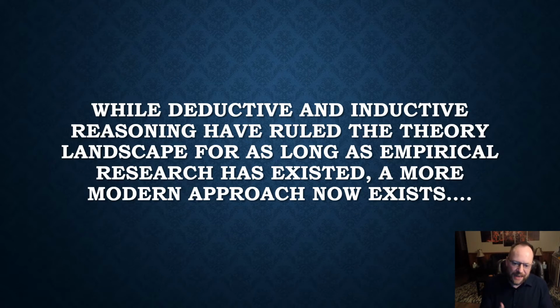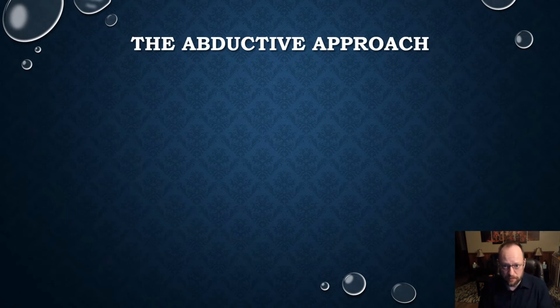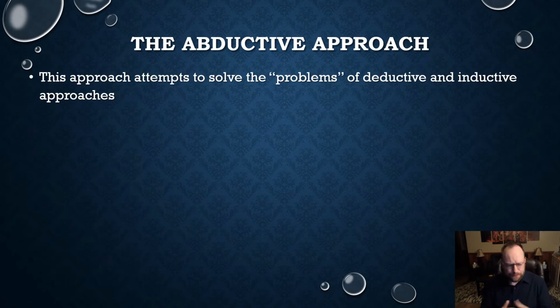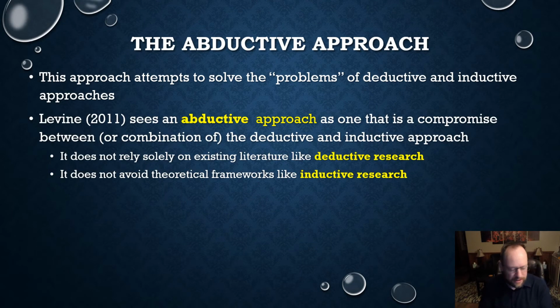Over the past decade, there's been a stronger movement towards a third type of gathering research. We call this the abductive approach. And the idea with this is that it's taking the best of both worlds theoretically. That's what we're trying to do, is take the best of both worlds and eliminate the problems that both have. This was put forth by Levine in 2011, and really the idea is a bit further back than that. We would call it a mixed methods approach before it was called an abductive approach. Levine would argue that it's more a combination of the two as opposed to a compromise between, but it's a combination of the two approaches.